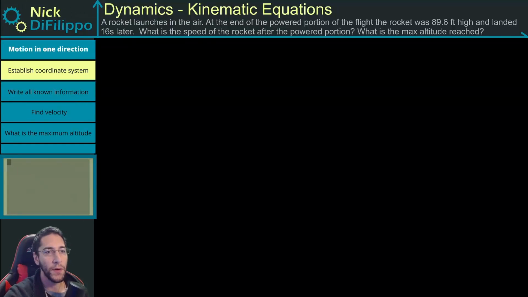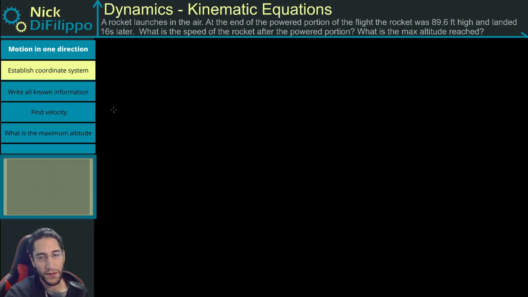In this problem, we are told that a rocket launches into the air and that at the end of the powered portion of the flight, the rocket is 89.6 feet high and it lands 16 seconds later. We are asked to figure out what the speed of the rocket is after the powered portion of the flight and what is the maximum altitude reached.